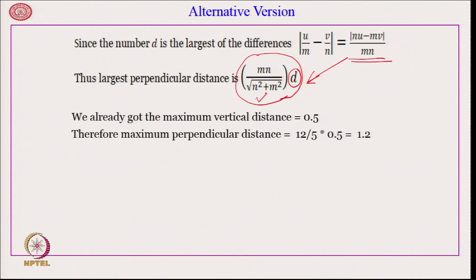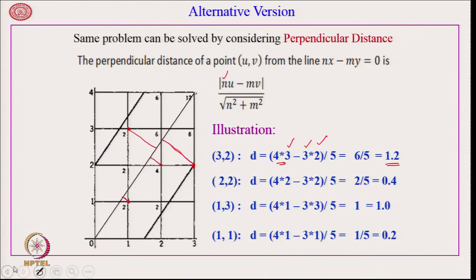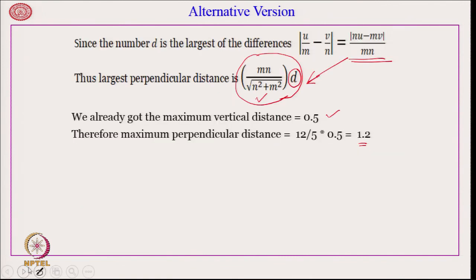We have already seen that the maximum vertical distance was 0.5. Therefore, the maximum perpendicular distance is also coming out to be 1.2, and we have already obtained that 1.2 is coming from this point. Therefore, we can understand that that is going to be the point which is at a maximum distance d from the diagonal.